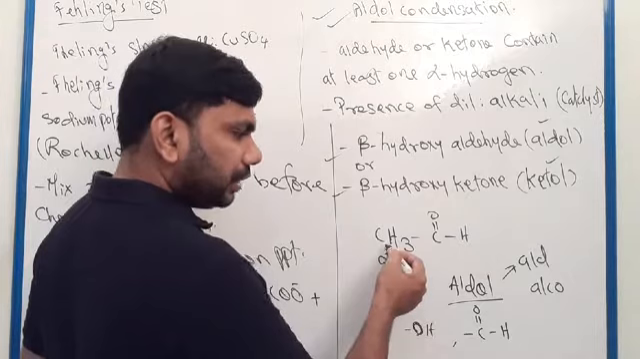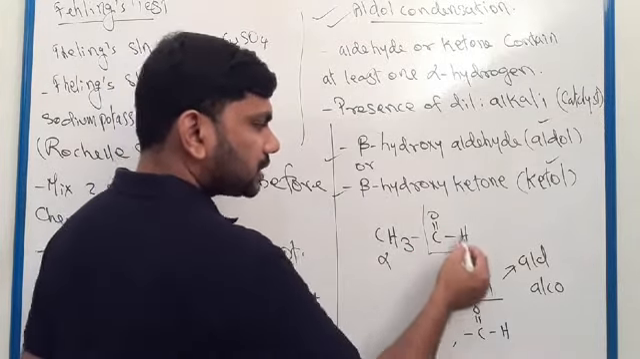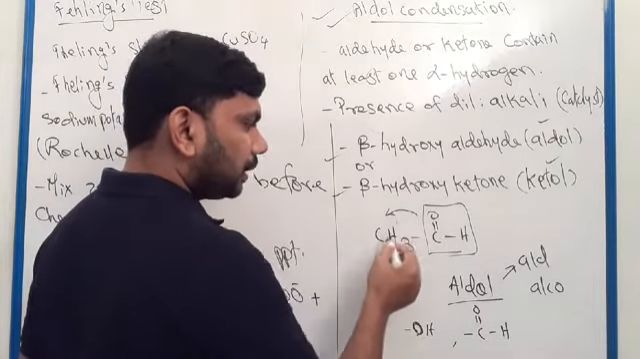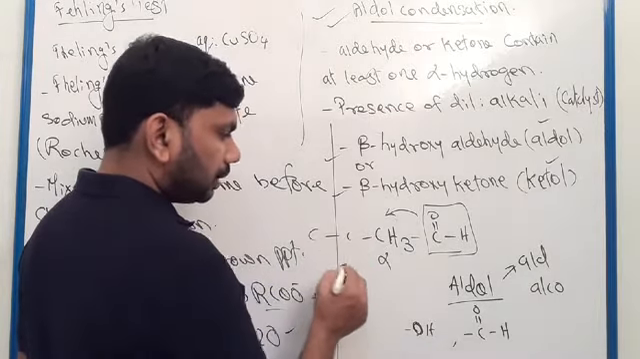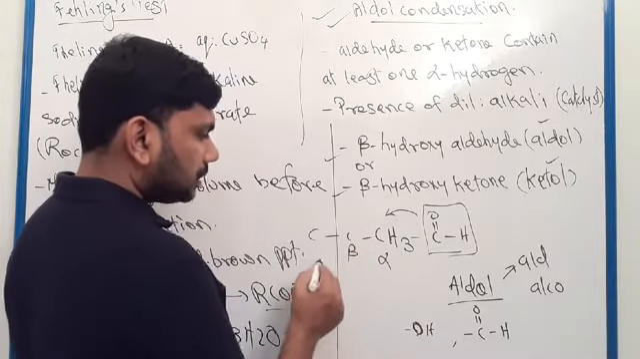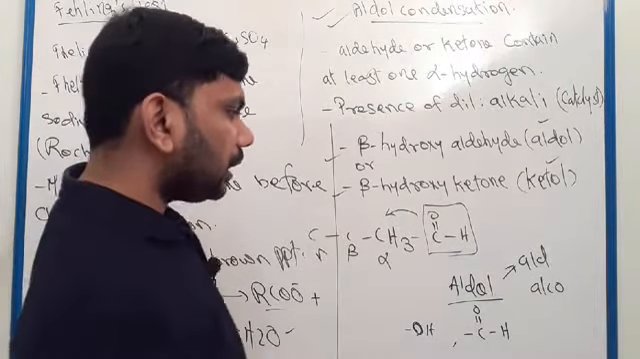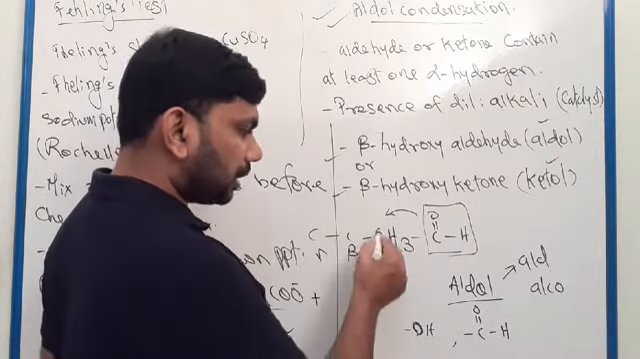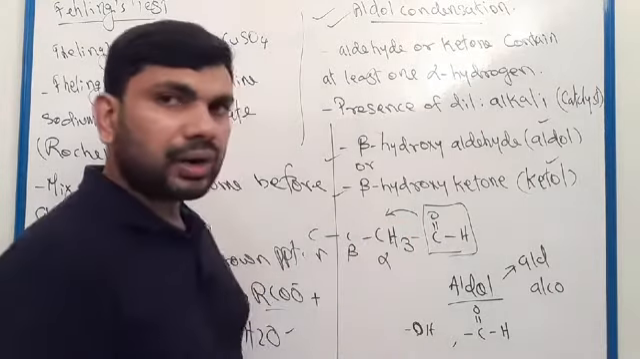This is aldehyde. We know CH3, C double bond oxygen, hydrogen. Here this is the functional group, the aldehyde functional group. And this is the next carbon. This is alpha carbon. If there is any other carbon, this is beta carbon, this is gamma carbon. So aldehyde or ketone which contains alpha hydrogen. Alpha hydrogen means this is alpha carbon and the hydrogen present on this carbon is alpha hydrogen.